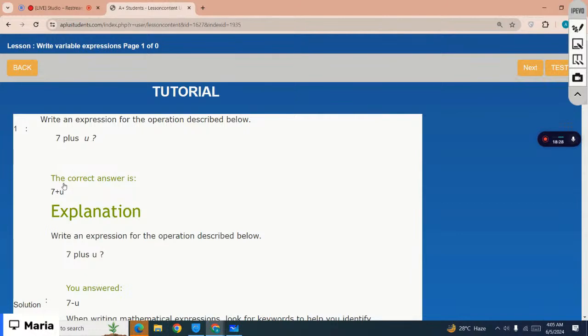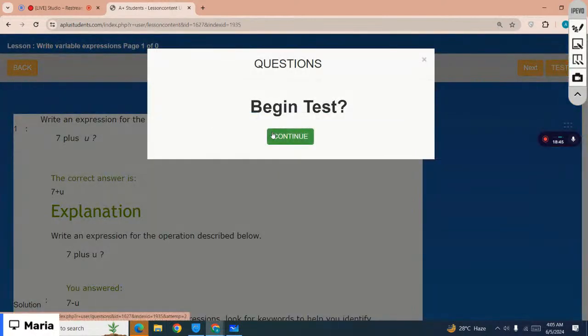Basically, you are given the expression and you have to write it down in mathematical form, right? The word plus is the operation, so replace it with the plus sign. That is 7 plus u. Let's start with the test questions.